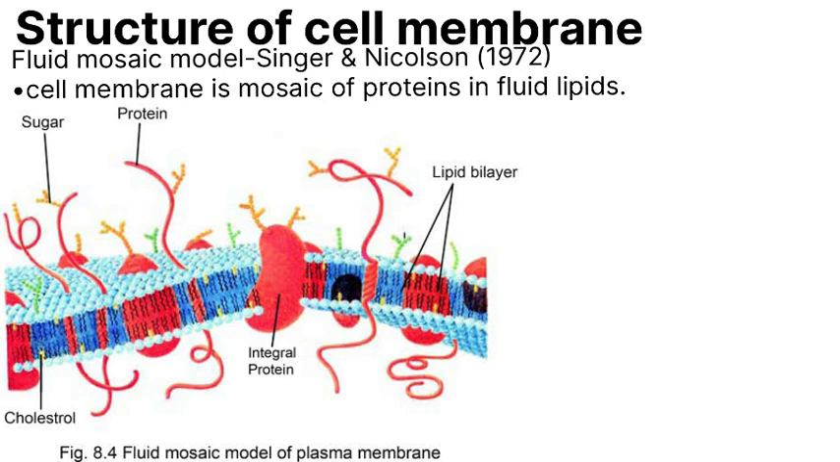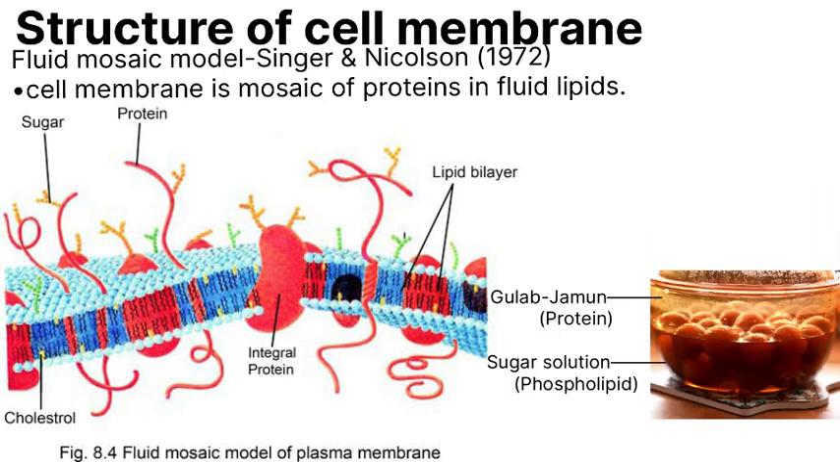Thus, the membrane is termed as a protein iceberg in a sea of phospholipid, or you can say gulab jamun in a concentrated solution of sugar, where the gulab jamun is compared to the protein which floats in the sugar solution, which is compared to the phospholipid. Similarly, you can say the protein is an iceberg floating in the sea of phospholipid. Okay, so now let's move on to their components. First, we'll see lipids because they make up 40% of it. So let's begin.